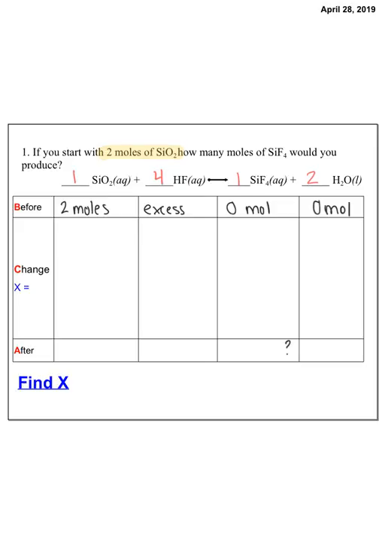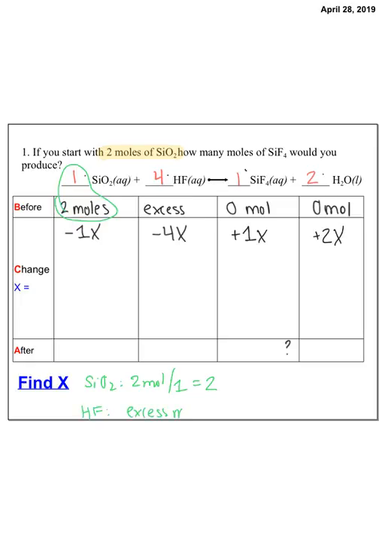Okay, now we're going to do our change. So this guy gets minus 1x because of the 1, minus 4x because of the 4, and then remember our products we're making, plus 1x because of the 1, plus 2x because of the 2. So now we need to find our x, and the way we do this is we're going to take our before divided by the coefficient. So for SiO2, we're going to get 2 moles divided by 1, which is just 2. And for HF, we're going to get excess moles divided by 4. Well, a lot divided by 4 is still a lot, so we still have excess.